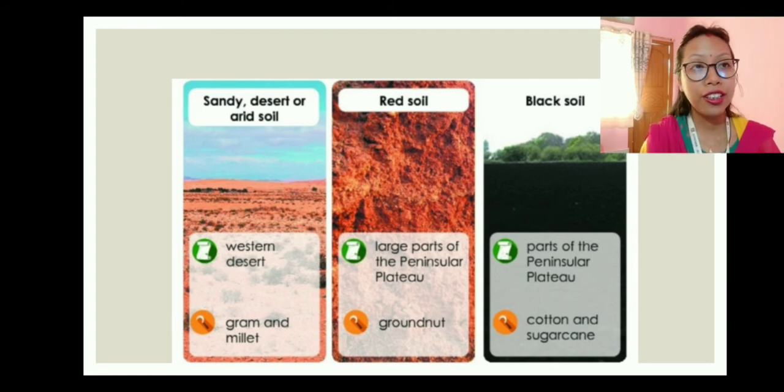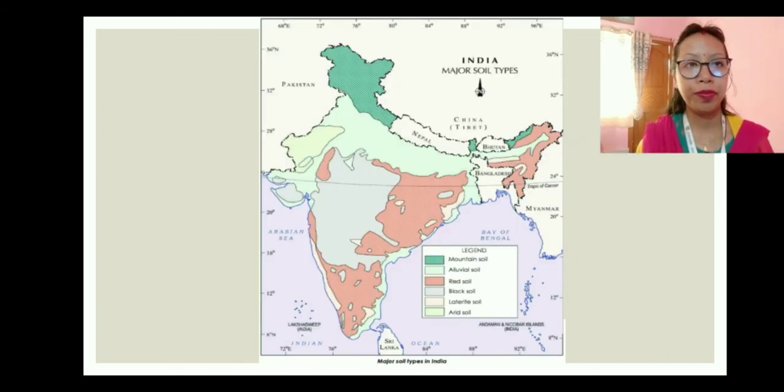That it is found in the Central Highlands. So parts of the Peninsular Plateau. It's not found in the whole Peninsular Plateau, but the parts of the Peninsular Plateau. And the crops that are grown are cotton and sugarcane. So these are some of the soils, the 6 main or major soils of India.